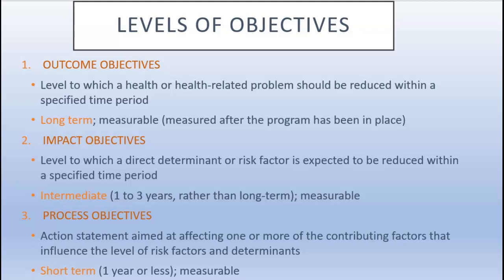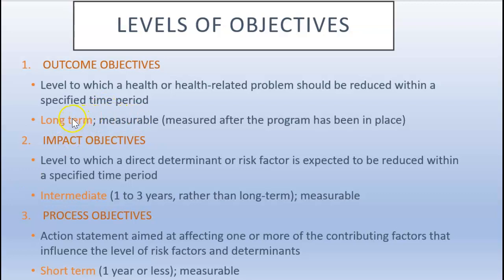Let's look at the levels of objectives. So when you create an objective, it could be an outcome objective, it could be an impact objective, and it could be a process objective. And really the main difference between them is that it could be short-term, it could be medium or intermediate, or it could be a long-term objective or a long-term goal. So let's look at this.